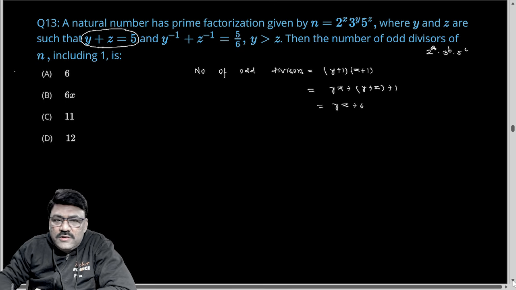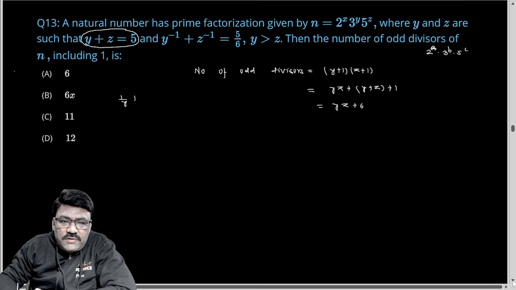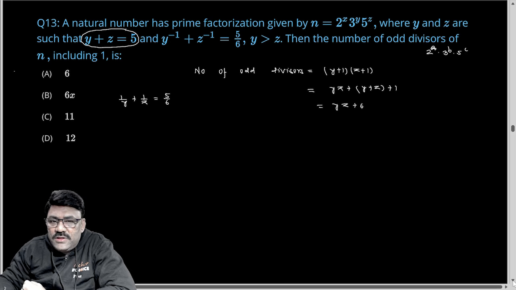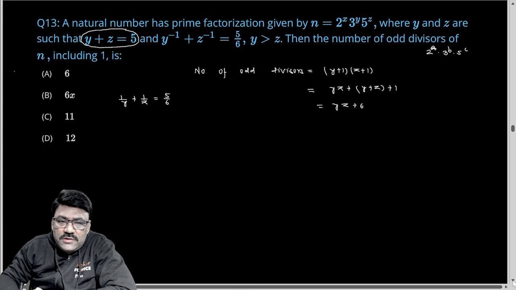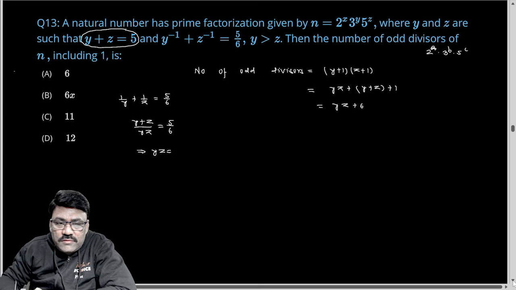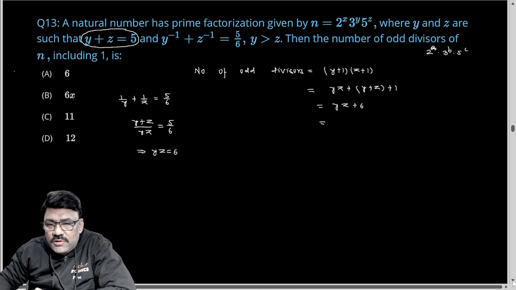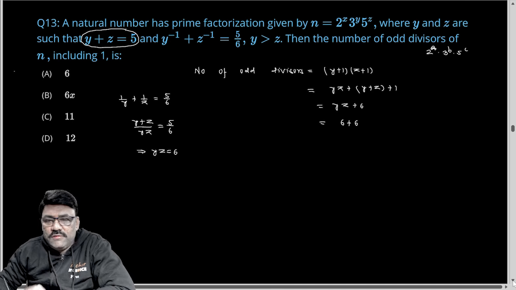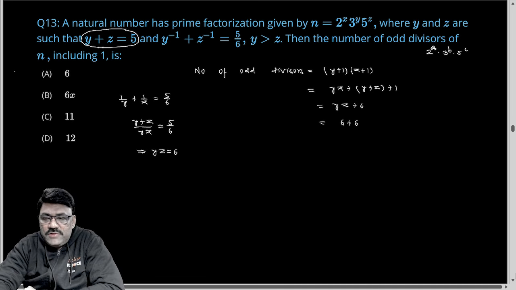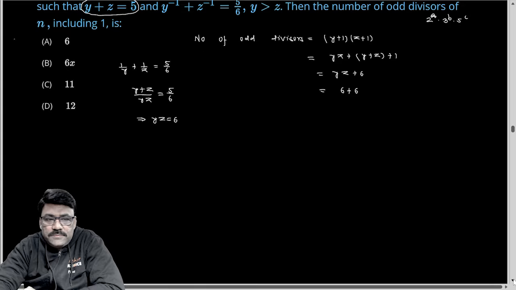Now I need yz. So 1 over y plus 1 over z is given as 5 by 6. If I solve it, I will get (y plus z) over yz equals 5 by 6. And y plus z is 5. So this will give you yz is equal to 6. And yz is 6, so the number of odd divisors is 6 plus 6, which is 12. Means D option is the correct option here.